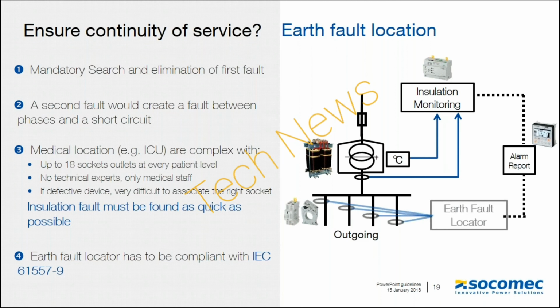In an intensive care unit, for example, sometimes up to 18 power sockets are supplying power to critical equipment. So for a 4-bed ICU unit, there could be more than 70 socket outlets. So usually there are no technicians present, or at least not immediately, and only the medical staff will be on hand. So if a defective device causes a fault, we need to ensure that the circuit or equipment associated to the fault can be easily identified, even by non-technical personnel. In order to guarantee the patient's safety, the insulation fault must be found as quickly as possible, and the solution to this is a fault locator.